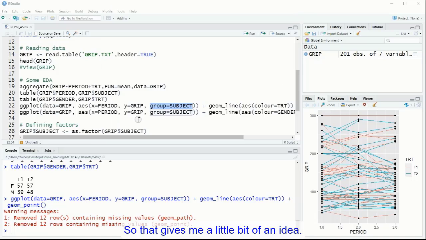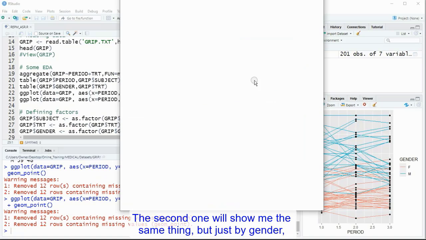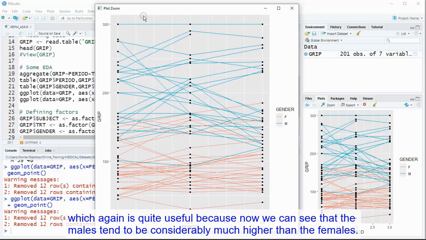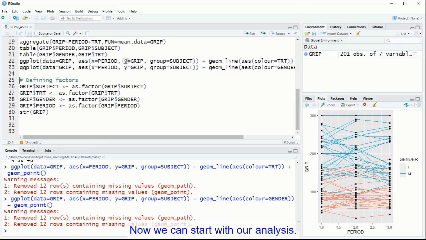So that gives me a little bit of an idea. The second one showed me the same thing, but just by gender, which again is quite useful because now we can see that the males tend to be considerably higher than the females. So that's pretty good. Now we can start with our analysis, or before that I will create my factors.